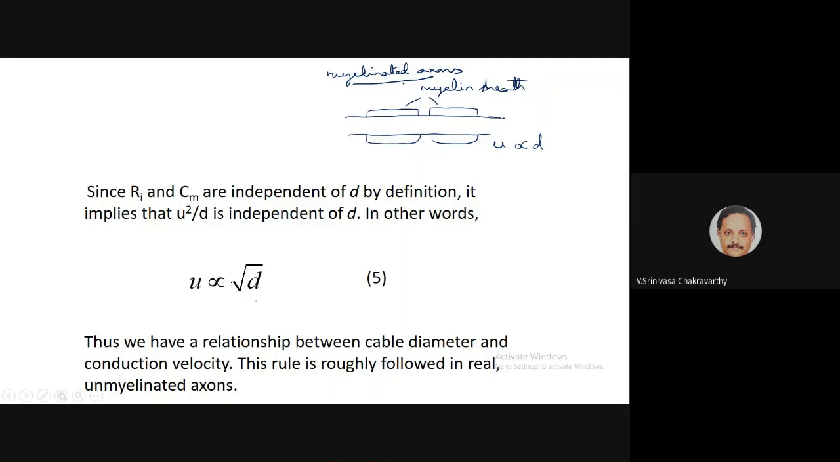Therefore, if you look at the types of axons, there are large myelinated axons, there are small myelinated axons, and then there are unmyelinated axons. Large myelinated ones have the highest velocity. Small myelinated ones have slightly lesser velocity, and unmyelinated axons have the smallest velocity.